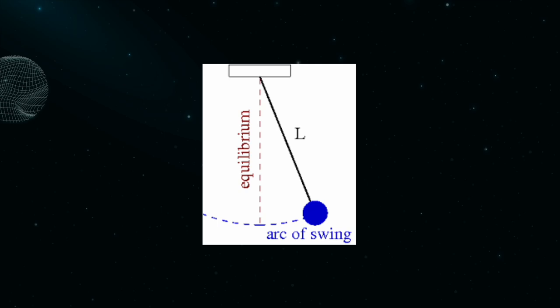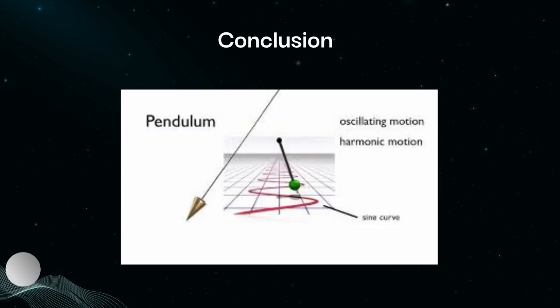To answer the additional question, what if we increase the angle? At larger angles, the pendulum would no longer follow simple harmonic motion, and our small angle assumption would become invalid. The pendulum would take longer to complete each oscillation and would exhibit more complex behavior.